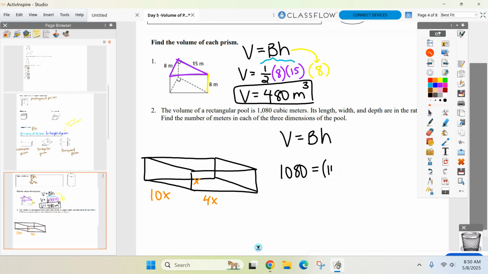10x times 4x. And then the height of this prism, the edge that connects the bases, is x.